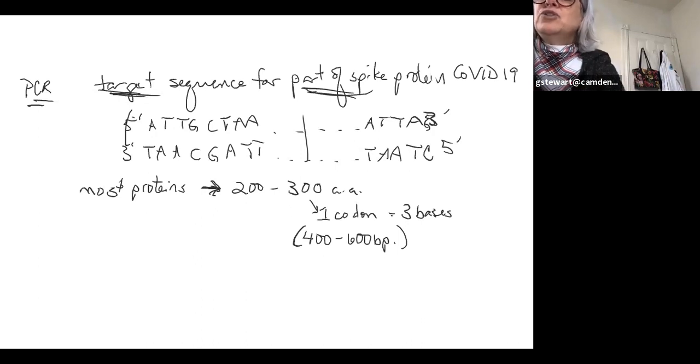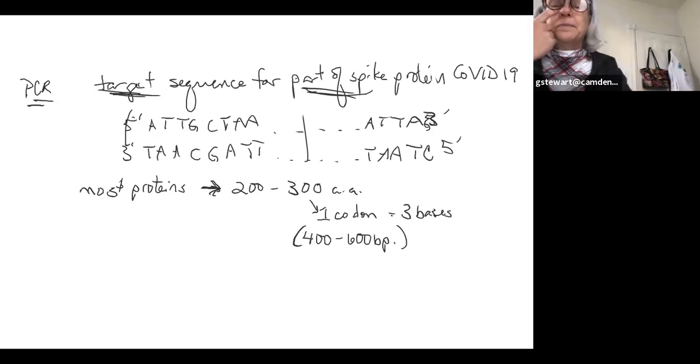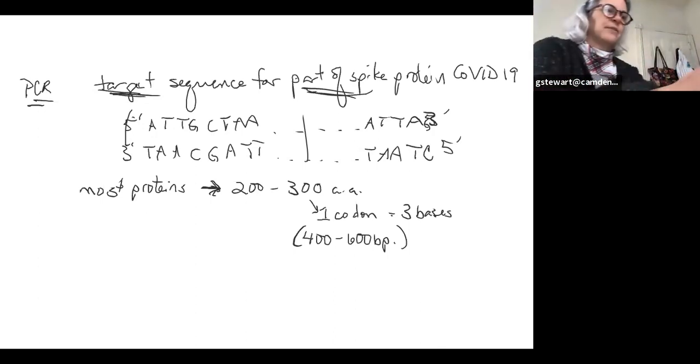Now, originally we would choose 400 to 600 bases because that was what could be visualized really easily on a gel electrophoresis. So we could load the sample after we amplified it and run it on a simple agarose gel, and you could see a band for the pattern, right?